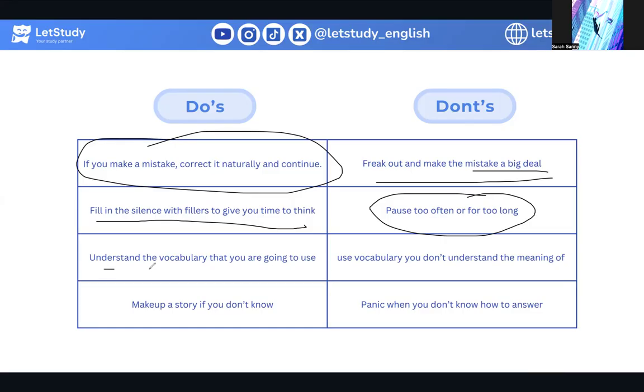Next is understand the vocabulary that you are going to use. Again, jangan hafal. Terus, do's itu juga make up a story if you don't know. Misalnya kalian ditanya, what's your most memorable trip? Dan kalian nggak tahu the most memorable trip yang kalian ada itu apa. Just make up a story. Nggak apa-apa to make up a story in speaking part 2.